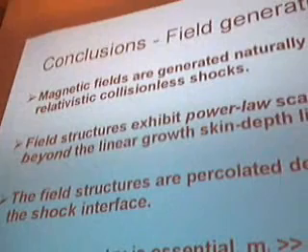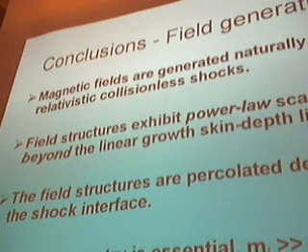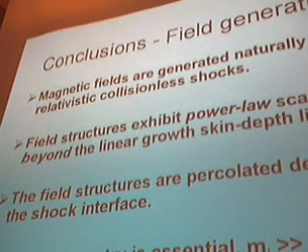Magnetic fields are generated quite naturally, probably, in collisionless shocks, if we accept the existence of collisionless shocks as a possible entity. Field structures exhibit parallel scaling, as you saw. Beyond the limit of the linear theory prediction of the skin depth limit, field structures will be transported deep into the shock region. So those are the main things.